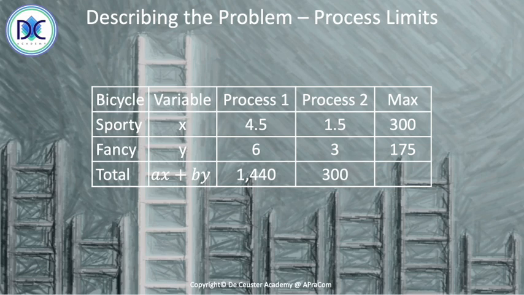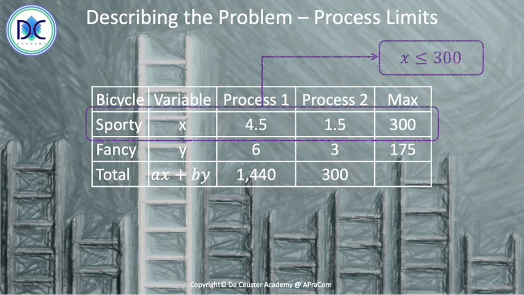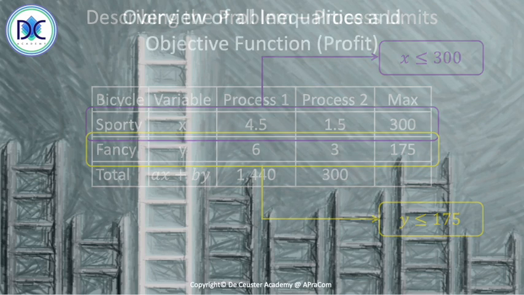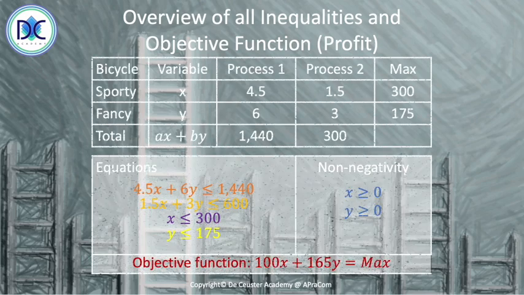So we have basically the initial overview. We have the different bicycles, sporty, fancy, the data that we use to create the different equations. We also have the equations in summary: 4.5x plus 6 times y smaller than or equal to 1,440 and so on. And these are the equations that we found before. We have to add the non-negativity condition, and it's not described anywhere, but we have to state that the variables x and y are positive. Lowest value can be 0, we don't produce anything, but we cannot have it negative.